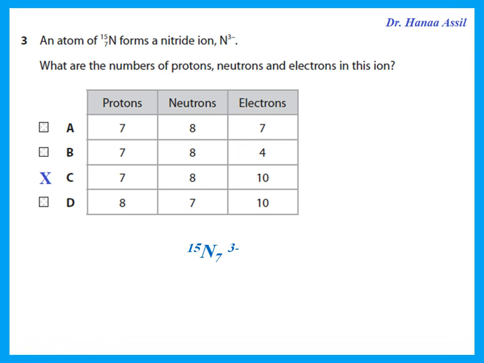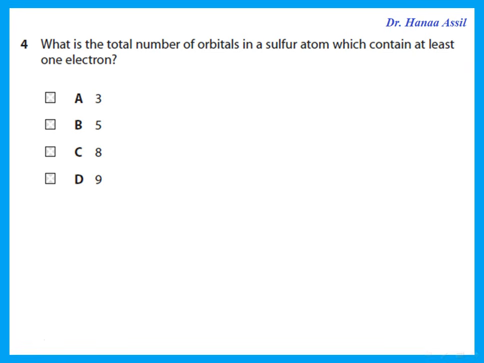Can you see that? So the number of protons is the small number. The number of neutrons is the difference between the mass number and the atomic number, or the big number and the small number. And the number of electrons is originally the same as atomic number, so the same as the small number, but if it gained electrons, then you add these 3 extra electrons to the original number of electrons, which was 7. Following? Easy enough?